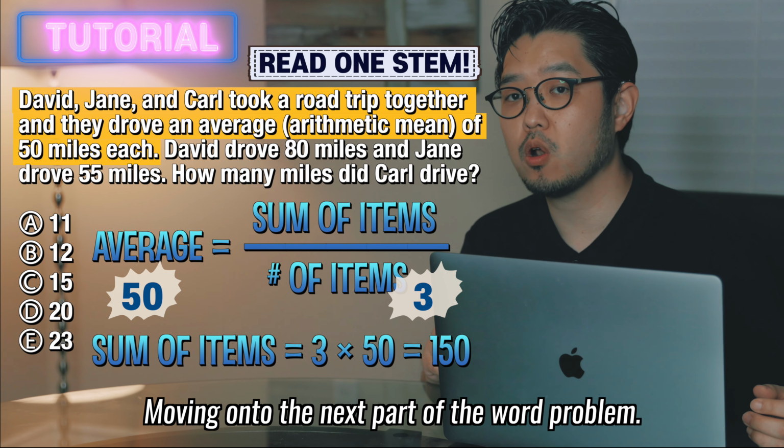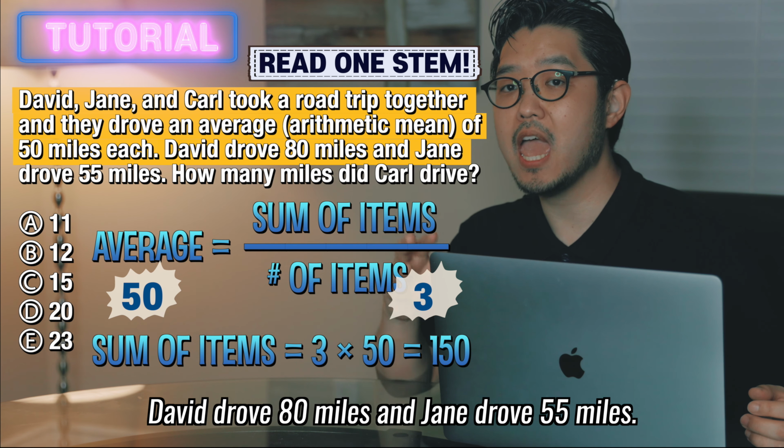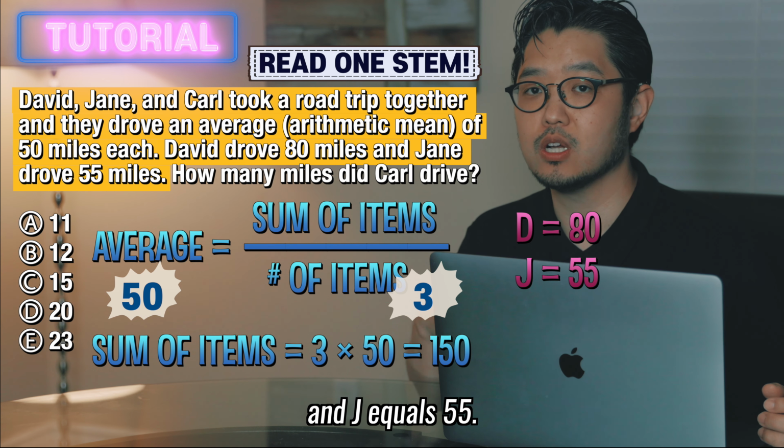Moving on to the next part of the word problem. David drove 80 miles and Jane drove 55 miles. So abbreviate the names here. You can assign variables in any way you want. Typically, people assign variables as X, Y, Z, or they assign by first initial of names. Write down D equals 80 and J equals 55.